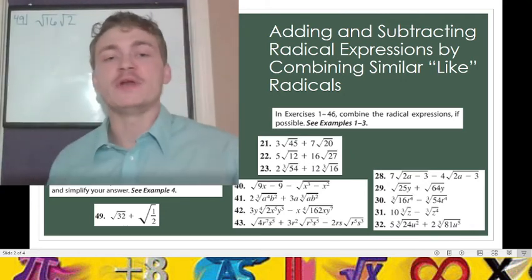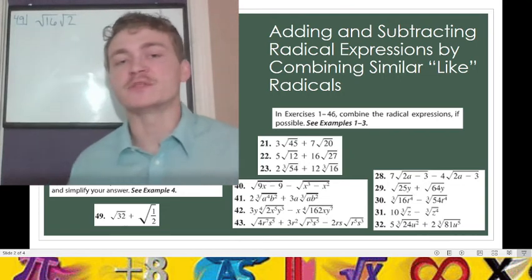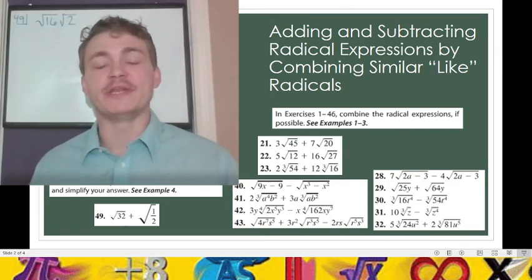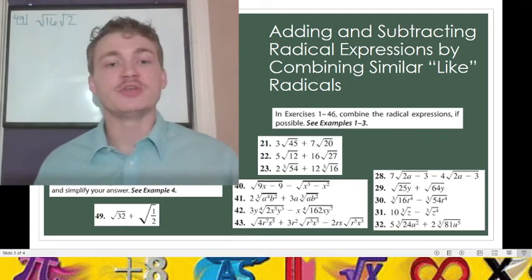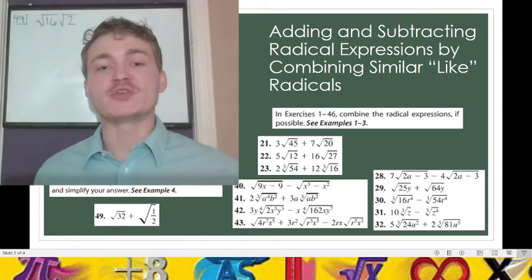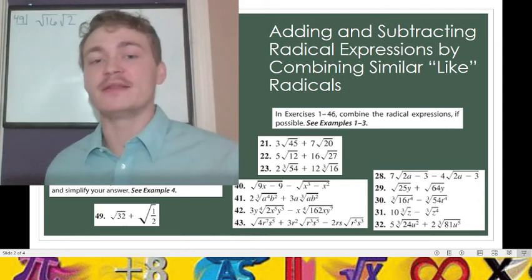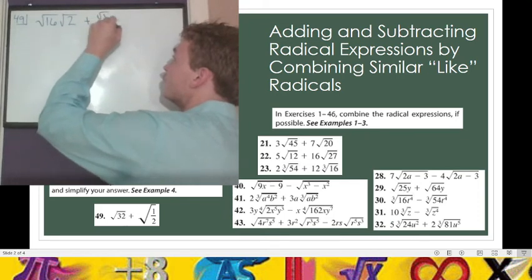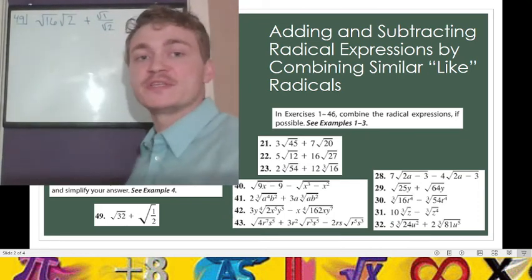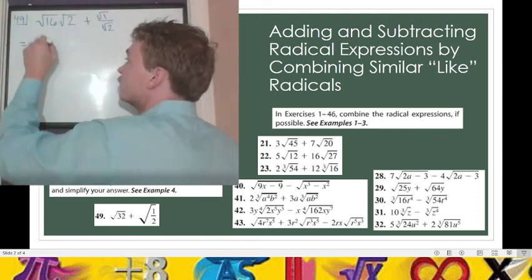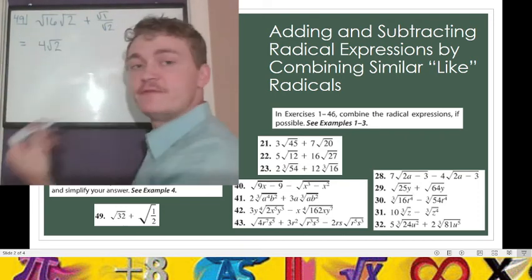For the square root of 1/2, a simplified radical expression does not contain a factor under the radical, nor does it contain a radical in the denominator. So for our second term, using the quotient rule to rewrite this as the square root of 1 divided by the square root of 2, we will now simplify some perfect squares. The square root of 16 is 4. So we get 4 square roots of 2.